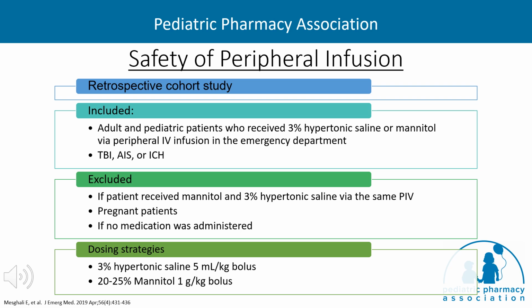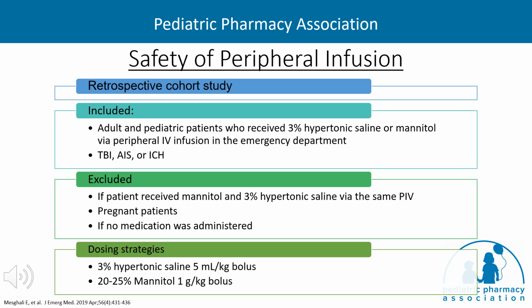The last consideration between these two agents is really which is safer for peripheral infusion, because these traumatic brain injury patients are typically going to be coming into the emergency department without IV access, and so a PIV will need to be placed in order to administer medications. There is a retrospective cohort study from 2019 that looked at the safety of peripheral infusion and compared the use of mannitol and hypertonic saline in adult patients as well as pediatric patients who received either agent via peripheral infusion. The indications included in this study were traumatic brain injury, acute ischemic event, or intracranial hemorrhage.